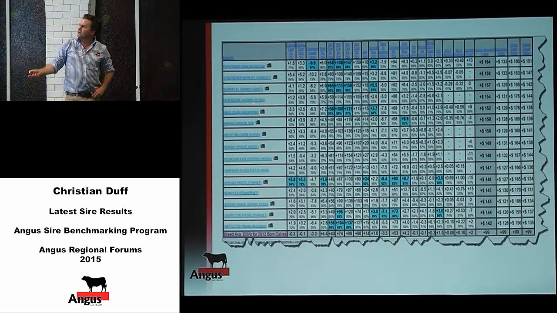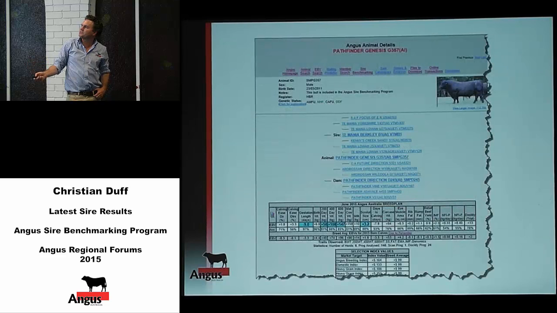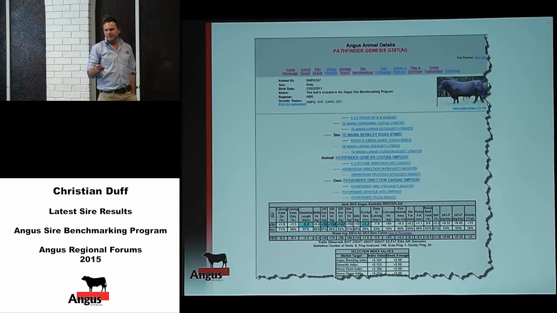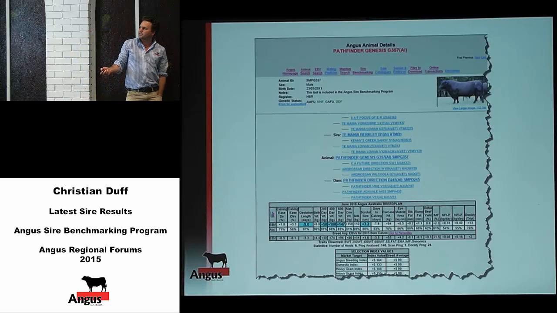If you click on one of these, like this top guy here, Pathfinder Genesis, and you click on his ID, it will take you through his details page, as you should all be aware of: pedigree, performance, genetic condition results, so on and so forth. Picture in this case, indexes. Again, I'm not going to go into any more detail about that. It's been familiar information for us for a long time. If you need to know more, talk to us.